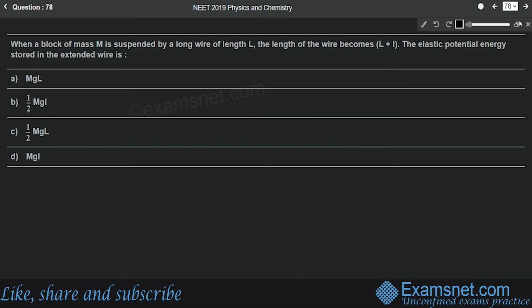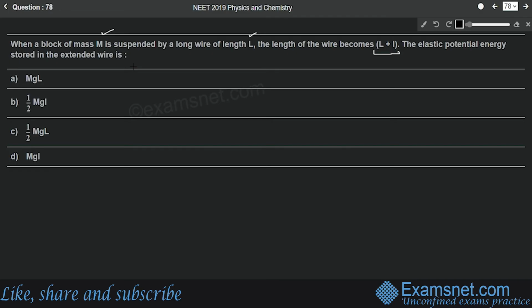Question number 78 is from the chapter Mechanical Properties of Solids, and the question is, when a block of mass capital M is suspended by a long wire of length capital L, the length of the wire becomes capital L plus small l. The elastic potential energy stored in the extended wire is, okay.